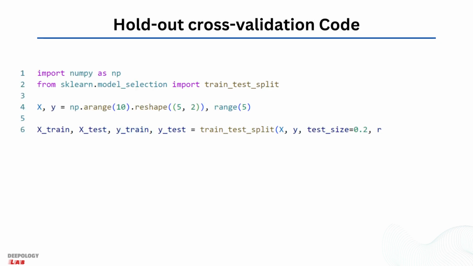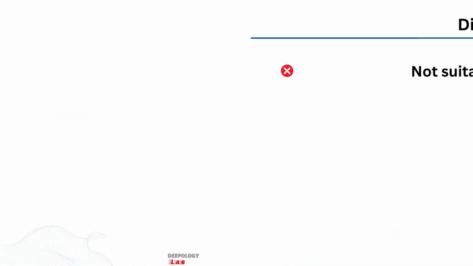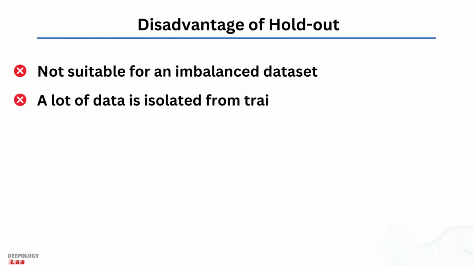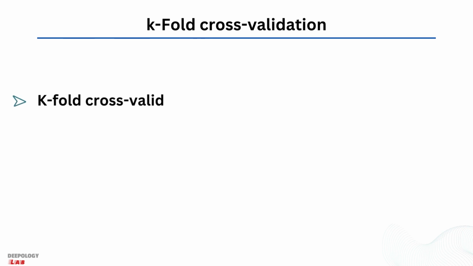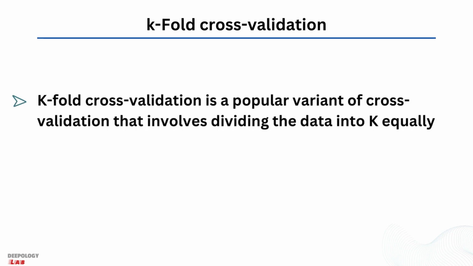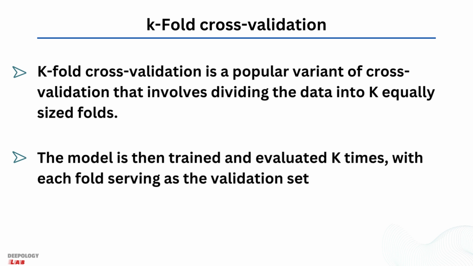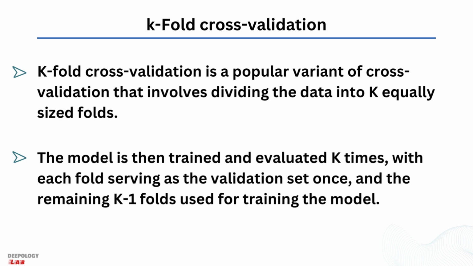It is really easy to implement holdout. For example, you may do it using sklearn.model_selection.train_test_split. Holdout is not suitable for an imbalanced dataset, and a lot of data is isolated from training the model. K-fold cross-validation is a technique that minimizes the disadvantages of the holdout method. K-fold introduces a new way of splitting the dataset, which helps to overcome the test-only-once bottleneck.